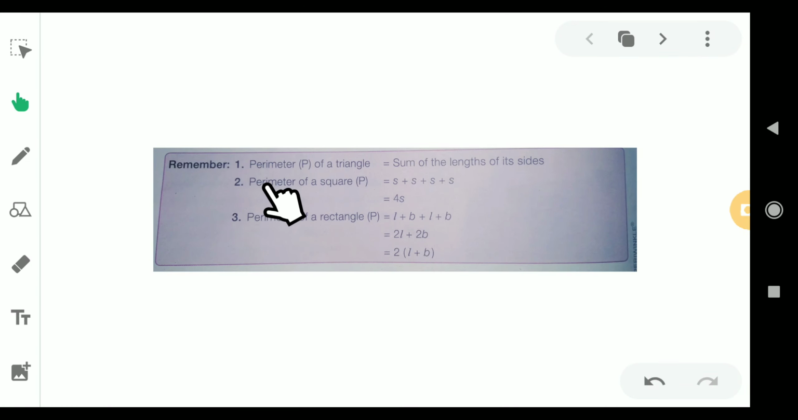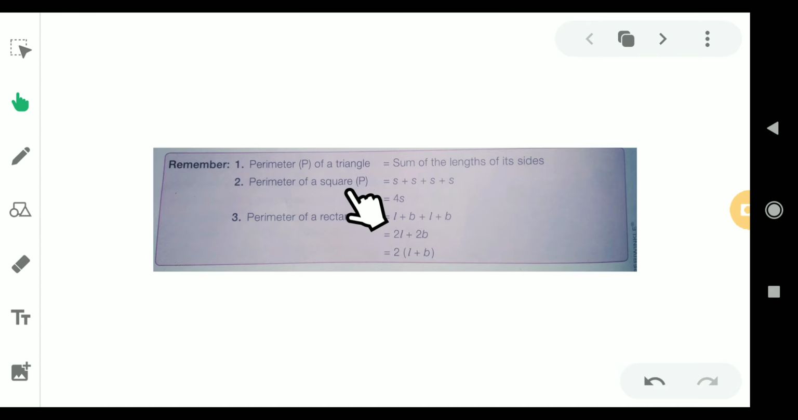First, perimeter of a triangle. It is the sum of the lengths of its sides. When you take any triangle and add all the lengths of its sides, that gives you the perimeter of that triangle. Similarly, perimeter of a square. If you want to find the perimeter of the square, you must add the lengths of all the sides.